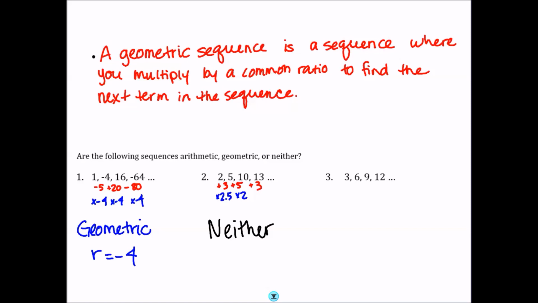And the third one. Let's check and see if it's arithmetic first. We would add 3, then add 3, then add 3 again. So yes, this will be arithmetic. And our common difference is 3. So these are the only 3 options. You can either have an arithmetic sequence, a geometric sequence, or neither. There's no way that it can be both arithmetic and geometric. That's just not possible.